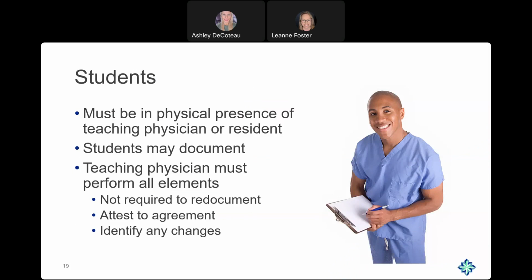Here we have some information on students. Students must be in the physical presence of the teaching physician or resident. Remember, Medicare does not pay for services furnished by students.